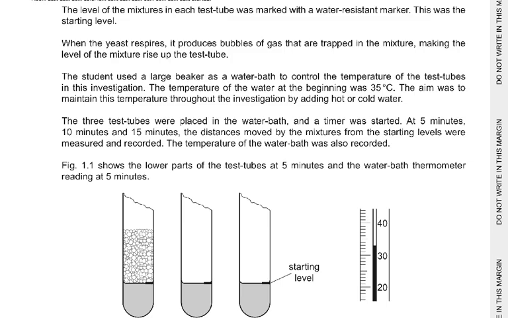Now let's read the rest of the question. The level of the mixtures in each test tube was marked with a water resistant marker. So this is the starting level. We marked it with a water resistant marker so it wouldn't rub off. And this was the starting level.